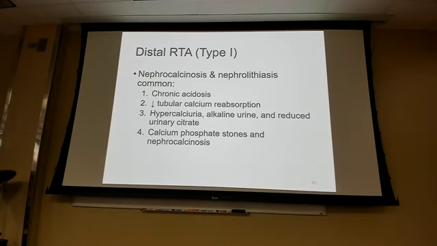Kidney stones. Yes? Sir, how do they have hypercalciuria if they are also holding on to calcium? It's decreased tubular calcium reabsorption. So decreased calcium reabsorption, meaning more is staying in the urinary filtrate, in the tubules, and that's where it's forming the kidney stones. Oh, I see. Okay. Right?